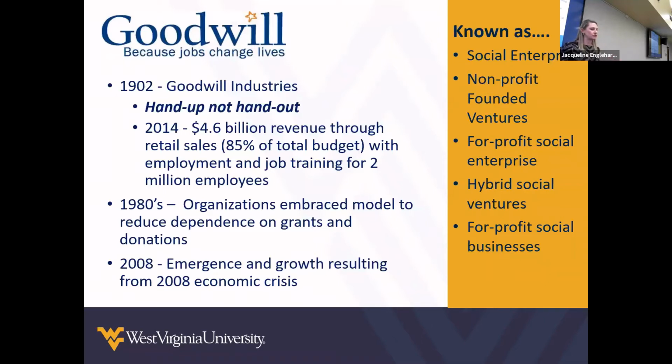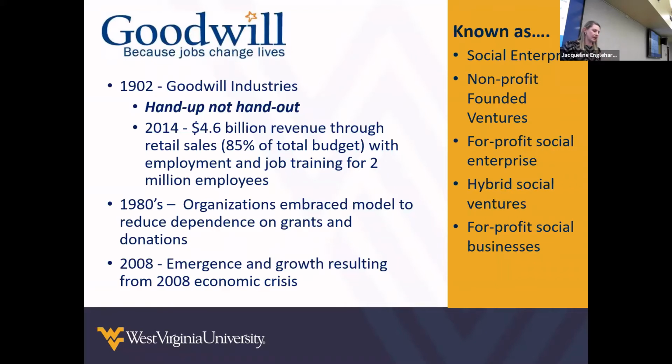So in 1902, Goodwill Industries was established. But in 2014, nearly $5 billion in revenue was through their retail sales. And so when you think about Goodwill Industries, there's job training, there's retail sales, they're really taking their model, and their goal is workforce development. And so in the 1980s, they twisted and adopted that model and really reduced their dependence on some of those more traditional nonprofit funding sources.